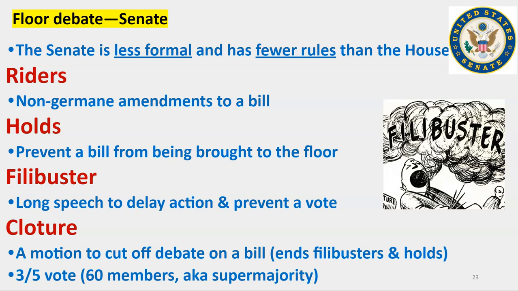And so even the majority leader can't release a hold. They will work with their party to fall in line with their agenda, but they cannot release a hold. It's the senator that does so.